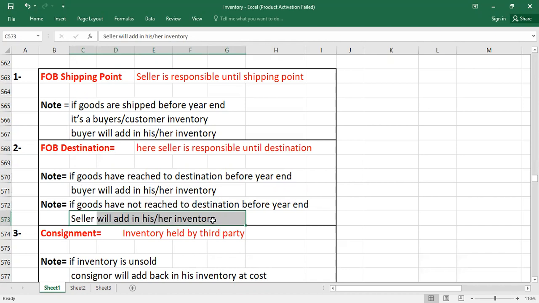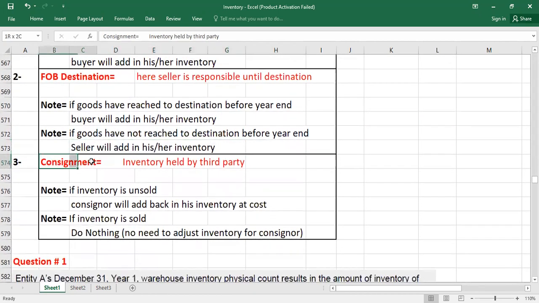So when you do the question, you need to identify first, are you the seller in the transaction or the buyer in the transaction, and you will deal according to the rule. Then we have here the third point, which is called consignment.